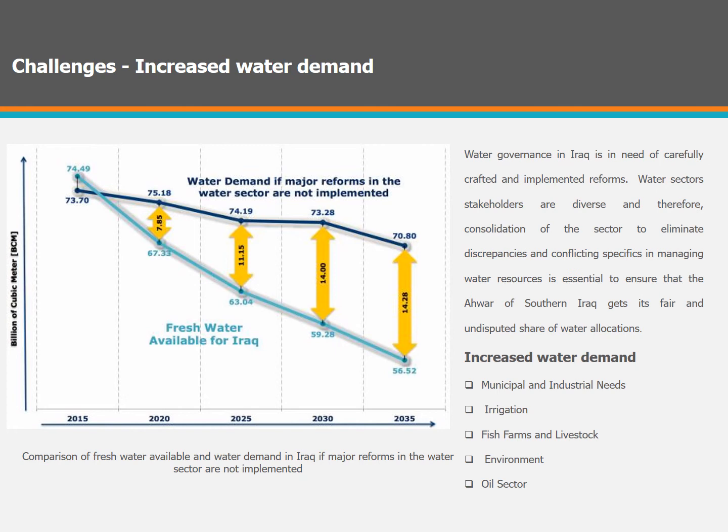The graph on this slide is drawn from the 2014 strategy and shows the discrepancy between water availability and demand in the event no reforms are undertaken. Areas of increased demand are municipal and industrial needs, irrigation, fish farms, the environment, and the oil sector. Reduced water availability will impact the marshlands.